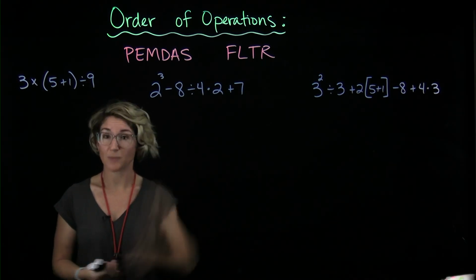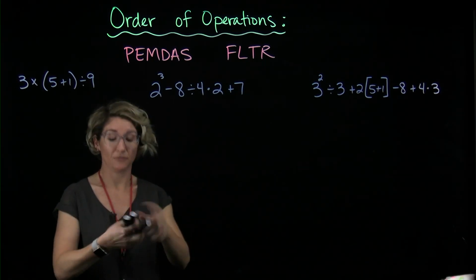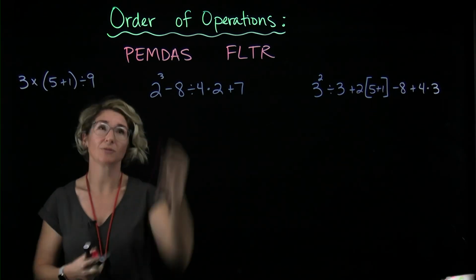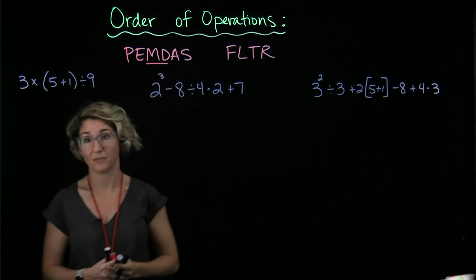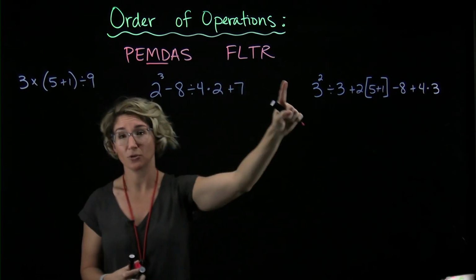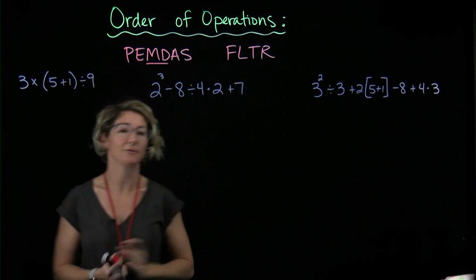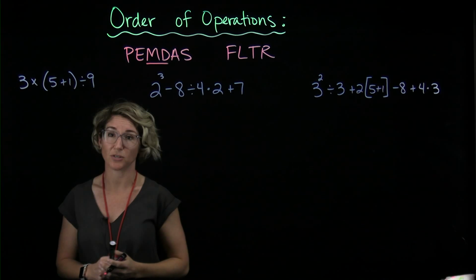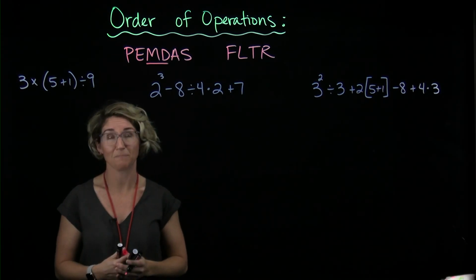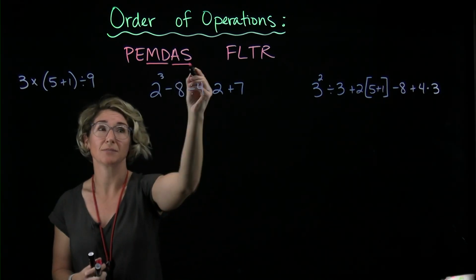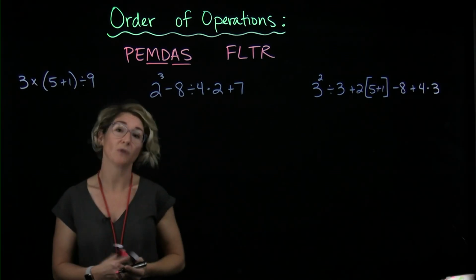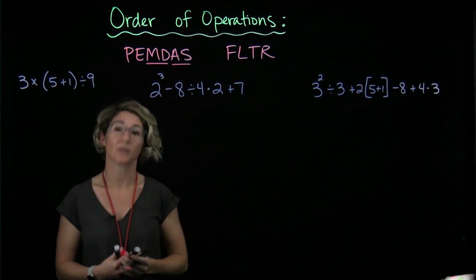E stands for exponents. Multiplication and division, the M and the D, should actually go together. You should be doing multiplication and division at the same time from left to right. So whatever you see first as you read it from left to right, you should be doing that operation first between multiplication and division. Next, you're going to do addition and subtraction. You should also be doing those the way you read them from left to right, in that order.